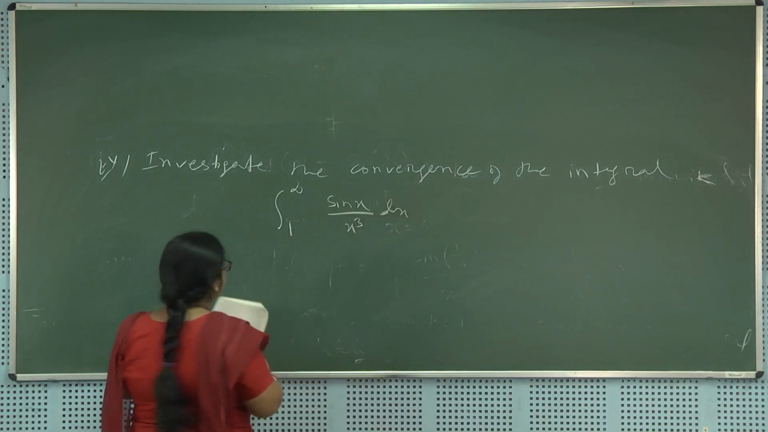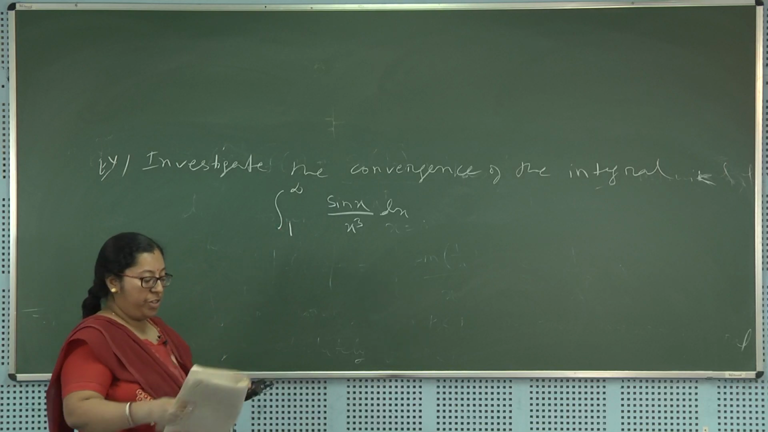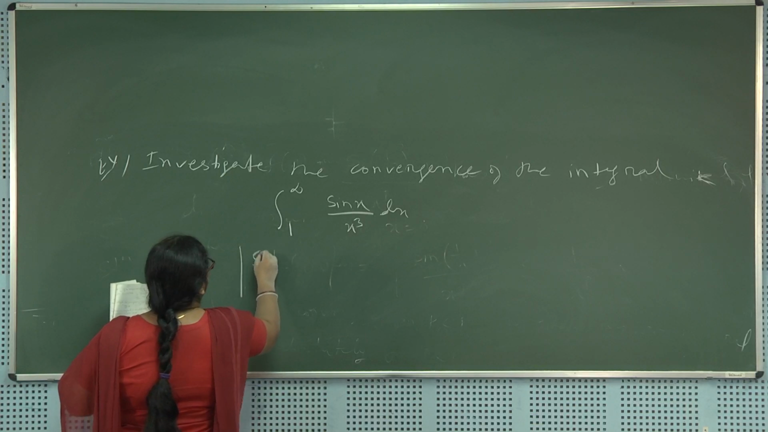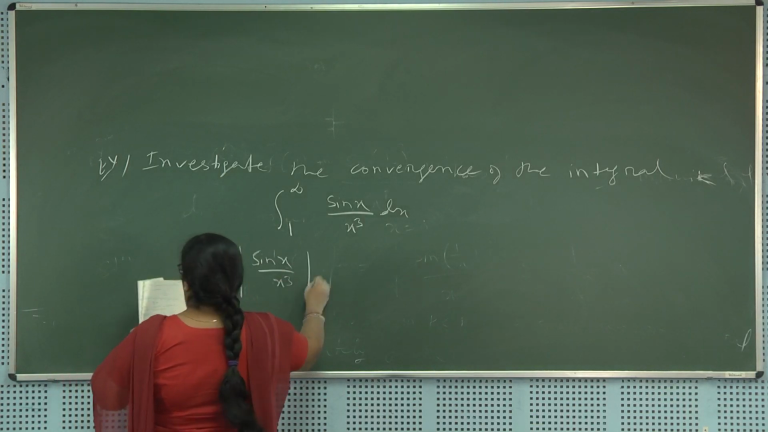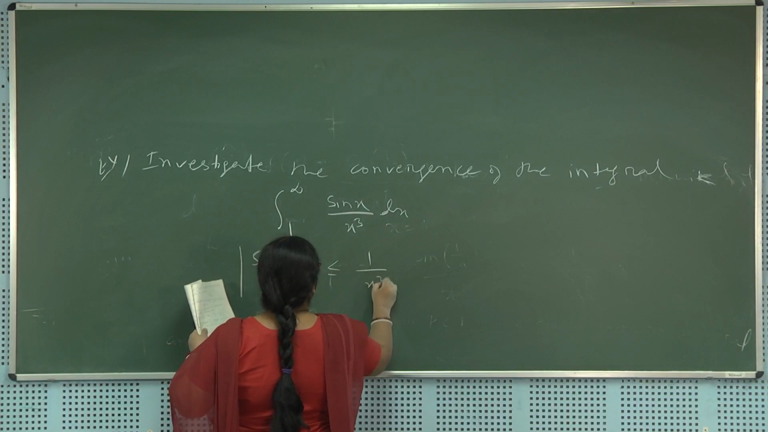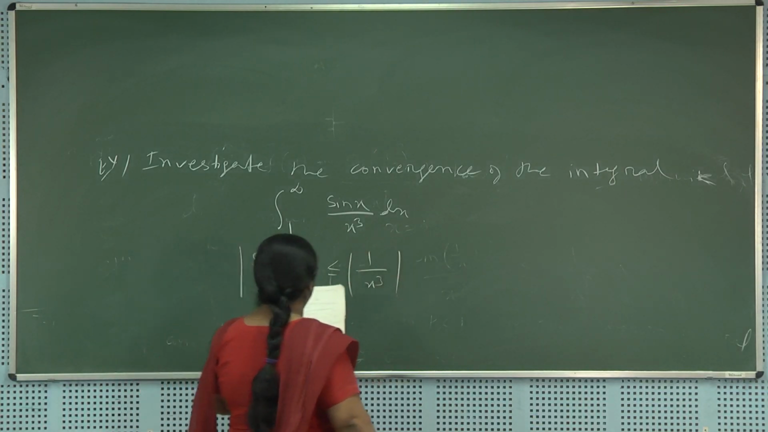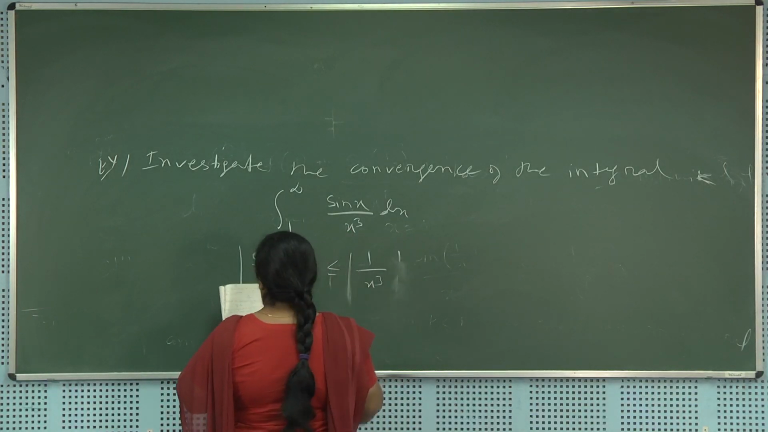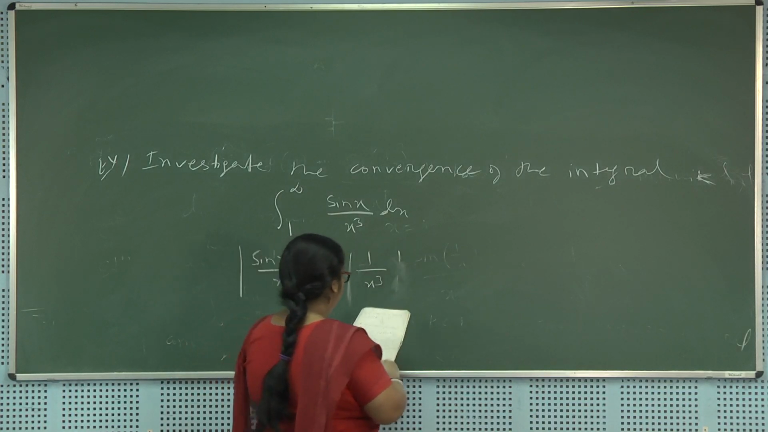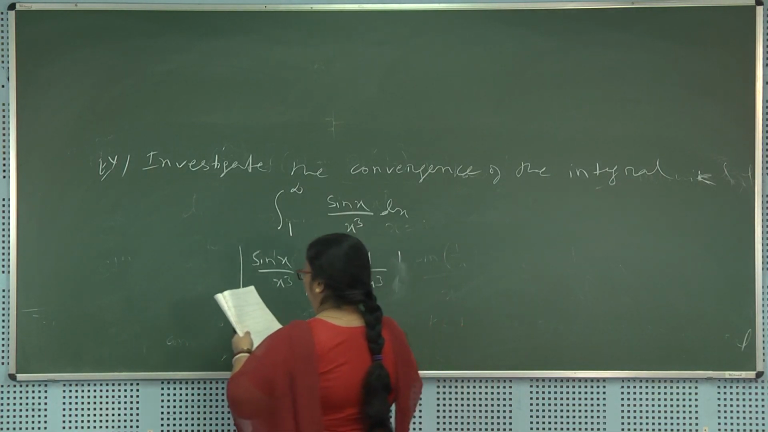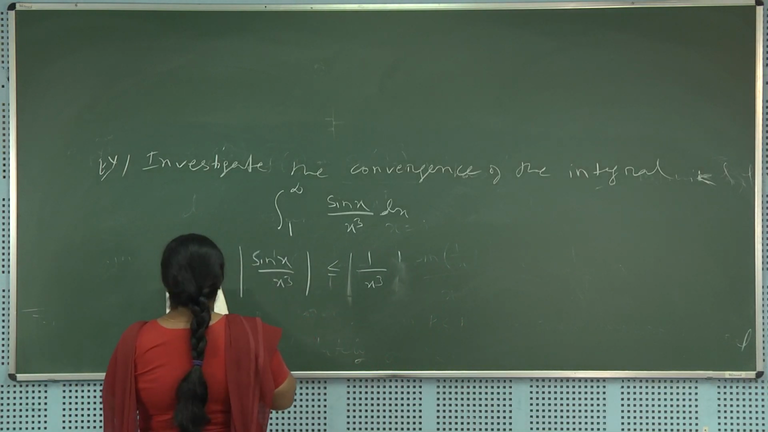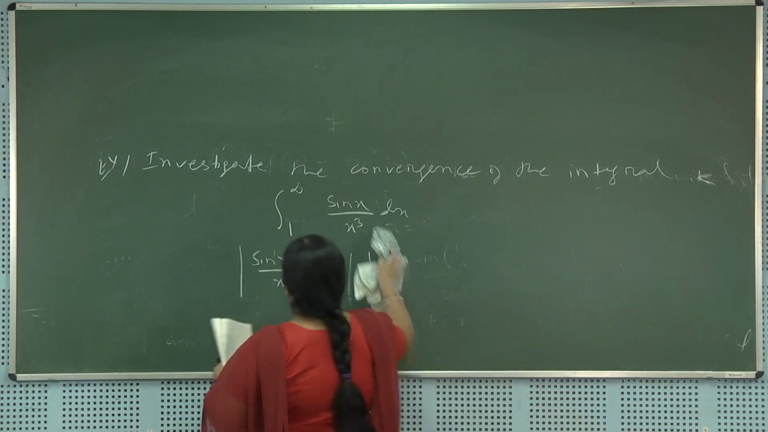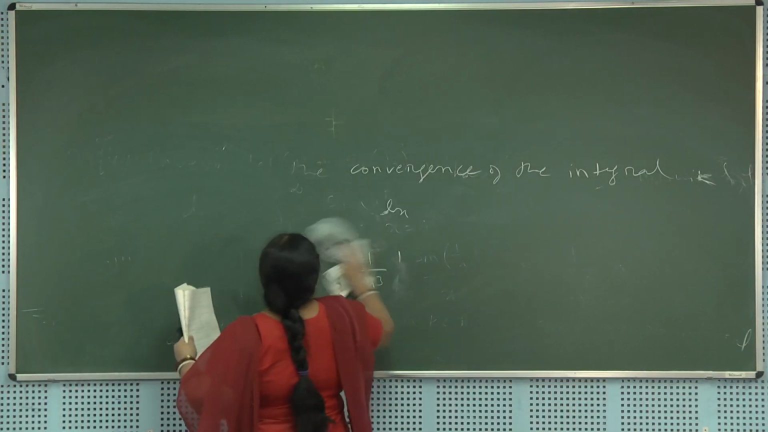As you can clearly see, the function sin x by x cube changes sign between 1 to infinity. Hence, we will consider the absolute value. So it is mod of sin x upon x cube, and this will become less than or equal to 1 by x cube, because x is positive. Now you know that by the p series test, because 3 is greater than 1, this will converge, and hence this integral will converge absolutely. Take down another problem and we finish with this problem.